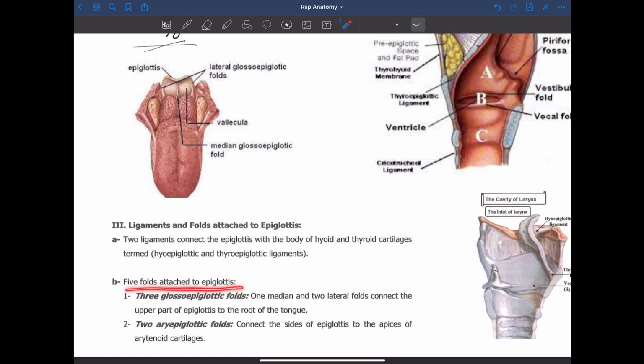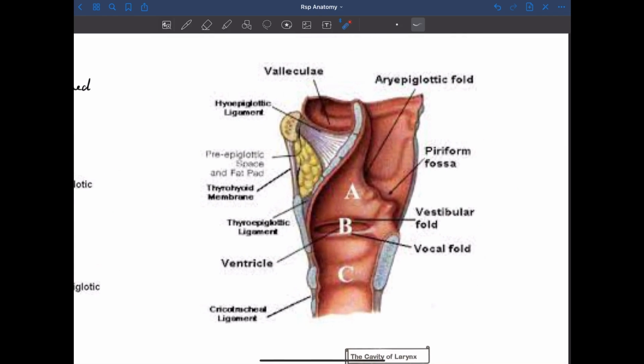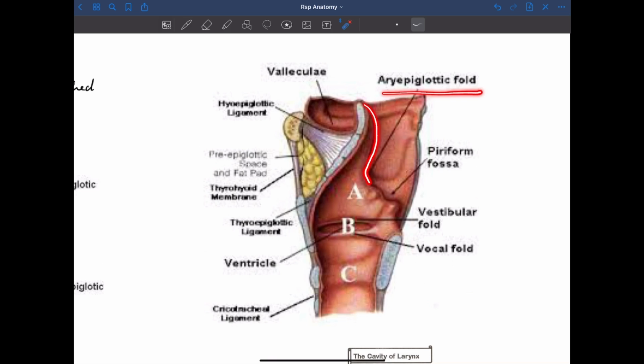We have folds of the epiglottis. The epiglottis has 5 folds: 3 glossoepiglottic folds and 2 aryepiglottic folds. You will see the 2 aryepiglottic folds connect the sides of the epiglottis to the apices of the arytenoid cartilage. As you guys remember, the arytenoid cartilage is a pyramidal type cartilage, and the epiglottis is connected to the apex of the arytenoid cartilage. We can see it here. Yeah, these are the aryepiglottic folds, okay.